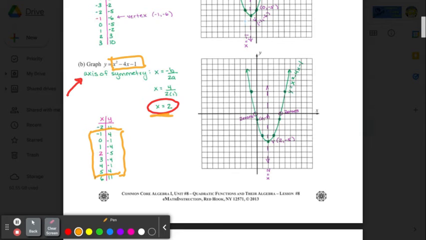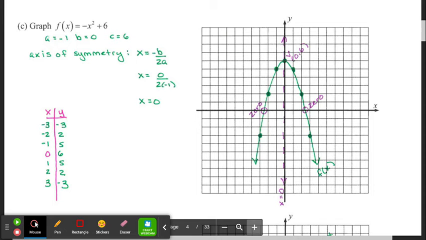Okay, and then I plotted my points, and they're over here in green. I labeled my vertex 2, -5. I labeled my axis of symmetry. My vertical line cuts the parabola in half. Here's my y-intercept, 0, -1, and then I circled my zeros. Okay, let's go to the next one. Pause this video, try them on your own, and then I will show you my answers.